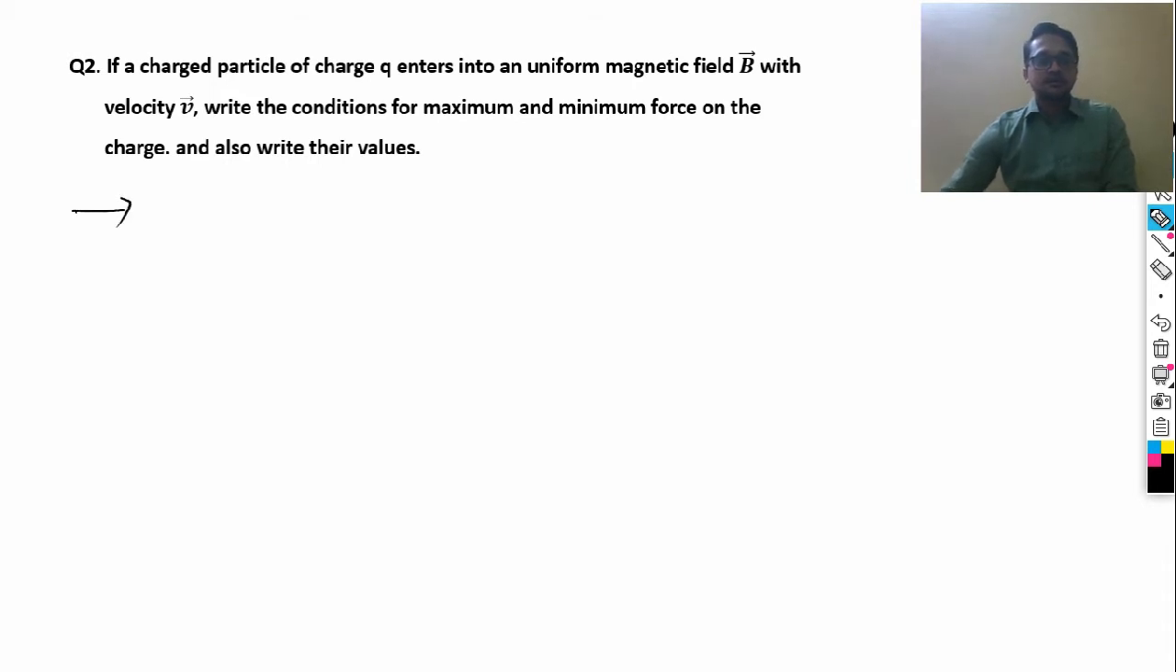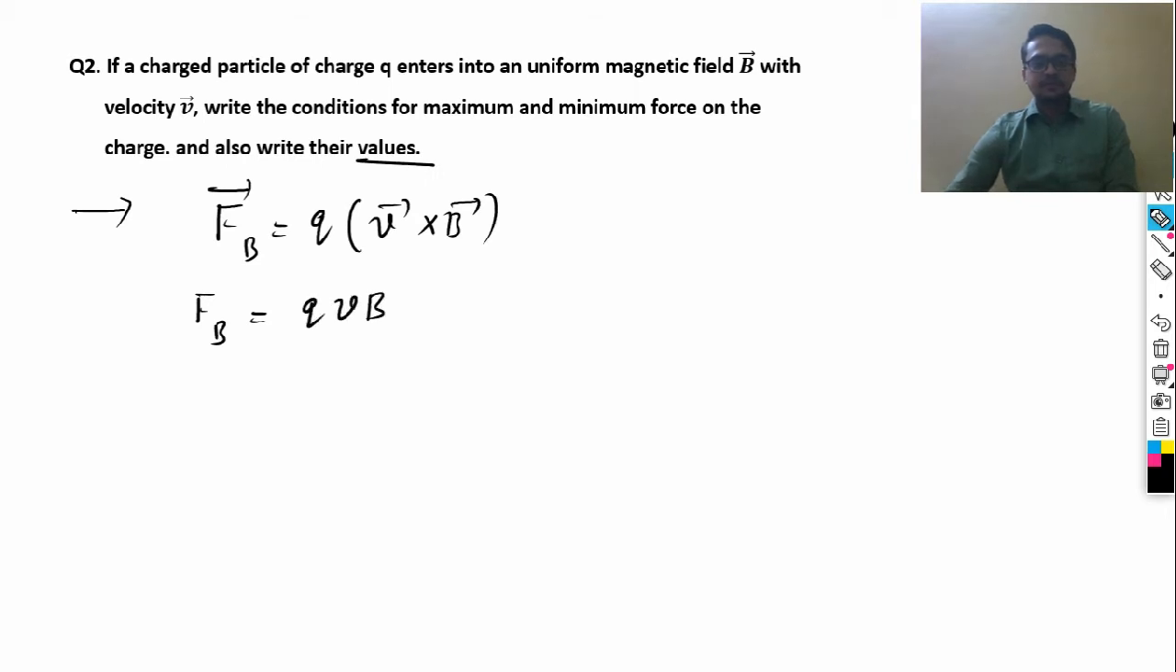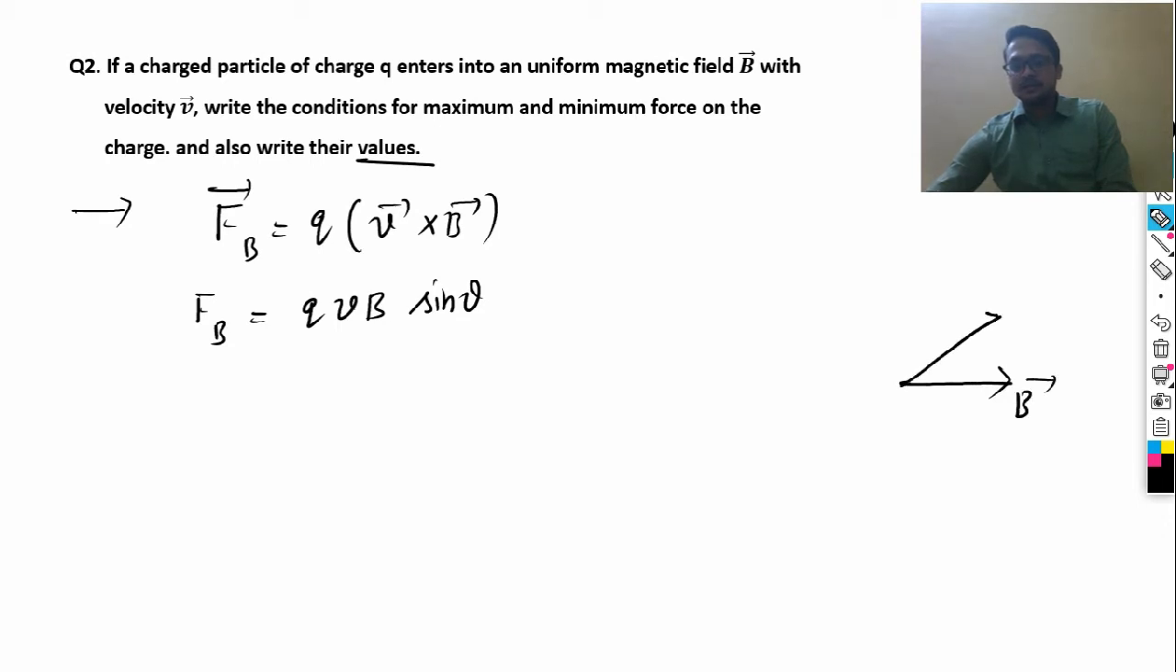Okay, so our force formula in vector form is F_B equal to Q V cross B, right? This is our vector form. If you want to write the magnitude only, because at the end you have to write the values, it will be Q V B sin theta. What is theta? Theta is the angle between V and B. Okay, suppose this is B and this is V. Then the angle between V and B, always we will take the smaller angle.